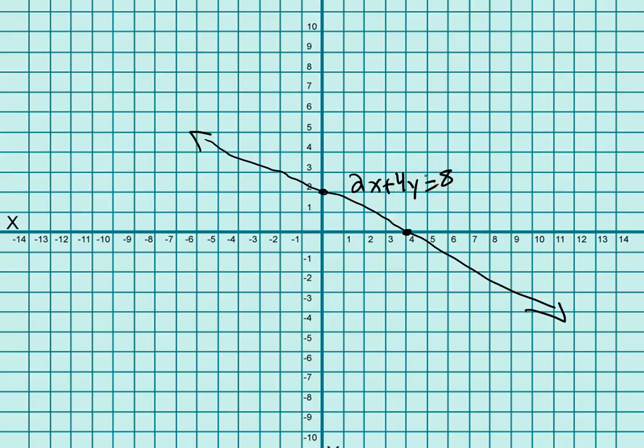Very simple. You also could, if you wanted to, solve this equation for y to put it into slope-intercept form and graph it that way. Totally unnecessary. I would not recommend it, but it still will work.